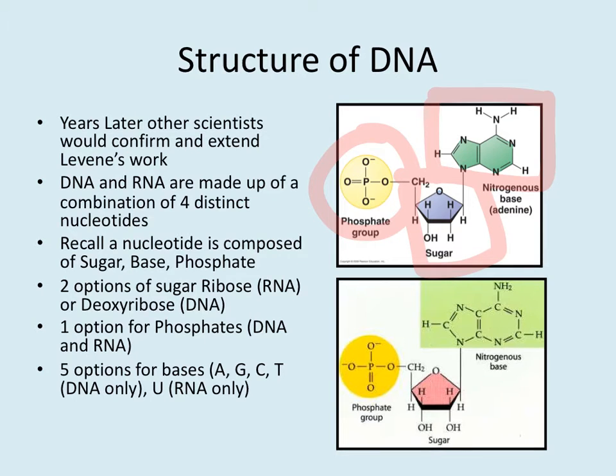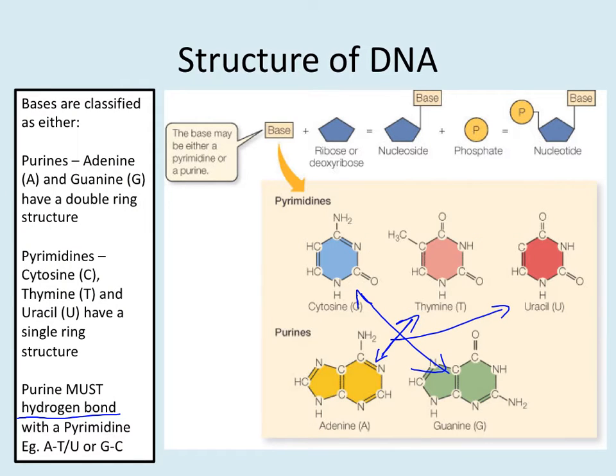You should know that the two options for the sugar are ribose for RNA and deoxyribose for DNA, which comes right in the name, with the R for ribose and the D for deoxyribose. The differences in the bases are also important. For DNA, you should know that there's A, G, C, and T. For RNA, there is no T, there's only U. I'm not going to ask you too much about purines and pyrimidines, so don't worry about that.